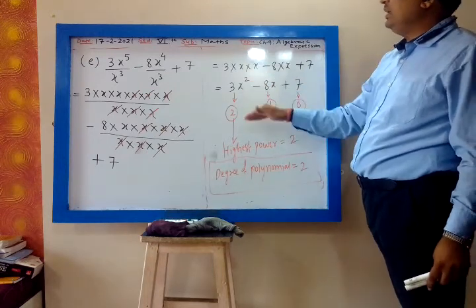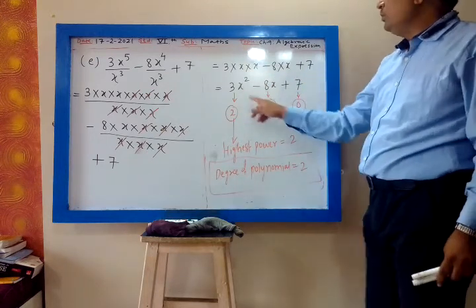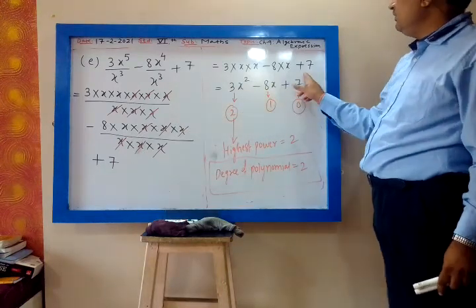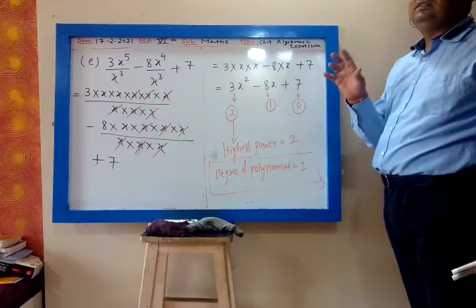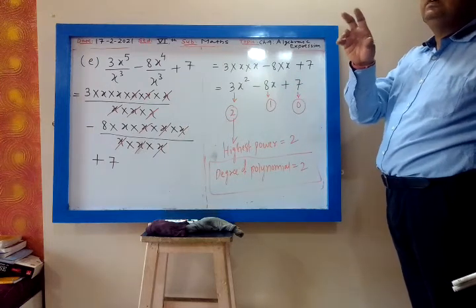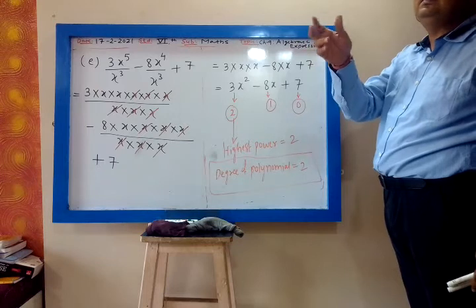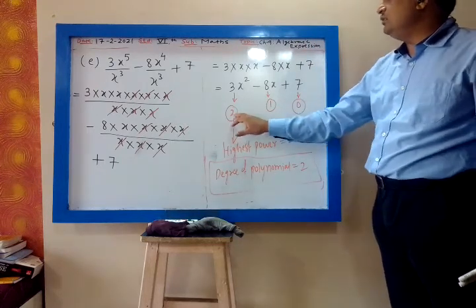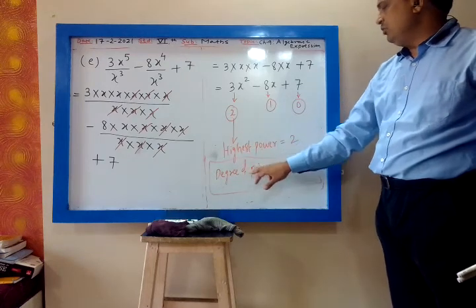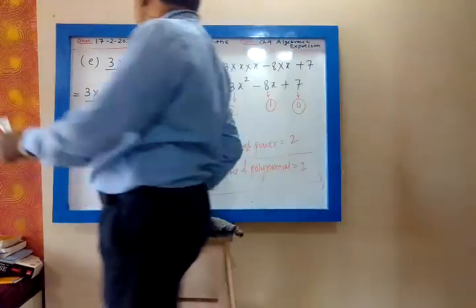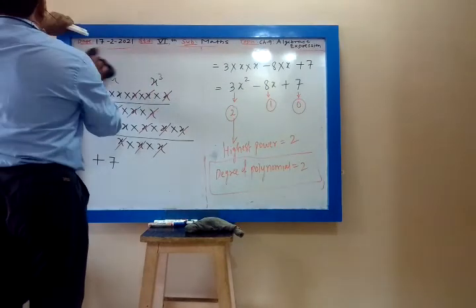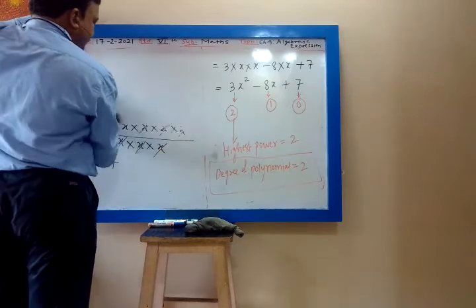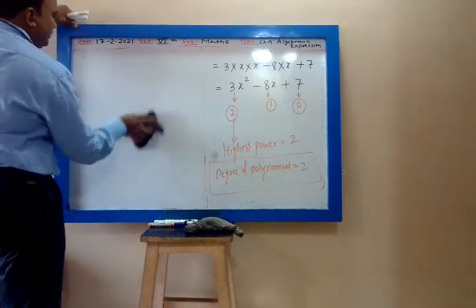Now after simplification we find the degree. What is power of x? 2. What is power of x? 1. In 7 there is no variable. 7 is a constant. Whenever there is no variable, its degree is 0. Now among these 2, 1, 0, which is the highest? 2. So degree of the polynomial is 2, because 2 is the highest power.